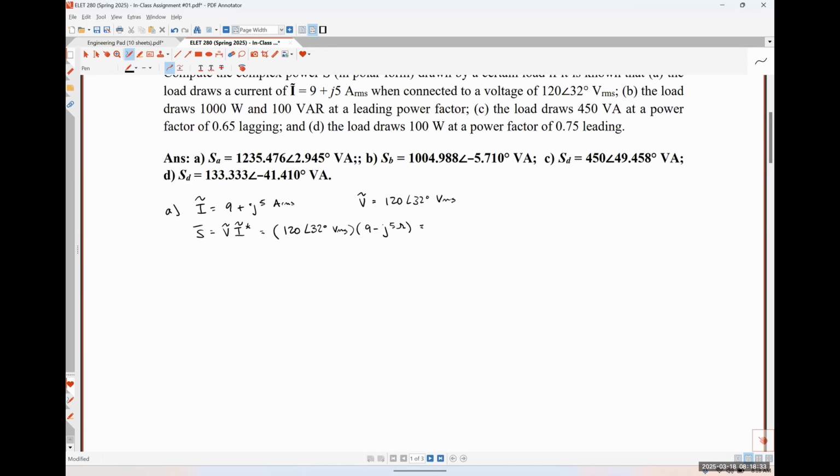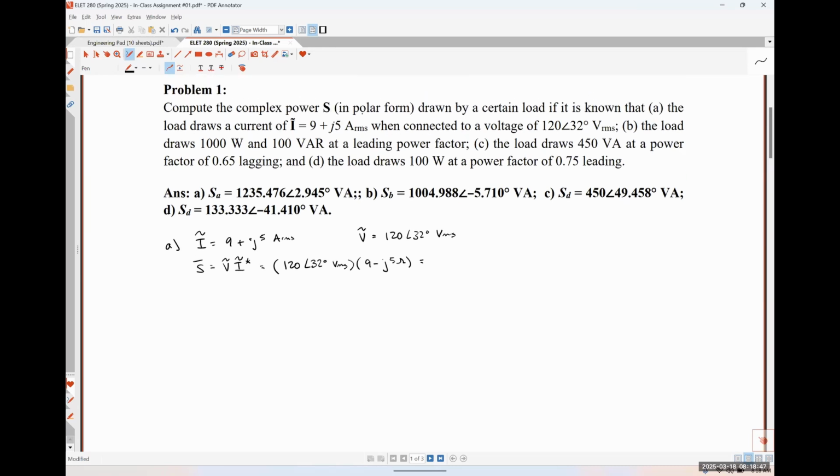So I would like for us to put this in our calculators, and I would like for one of you guys to tell me what the correct answer is. And I want to remind you specifically that I am looking for the result in polar form.